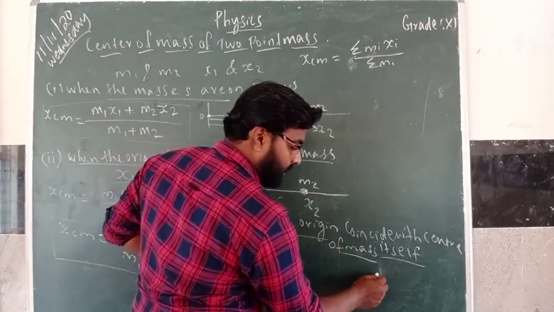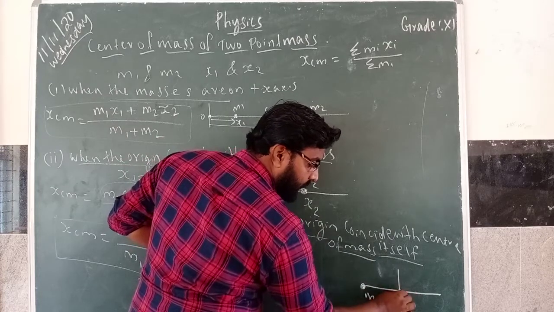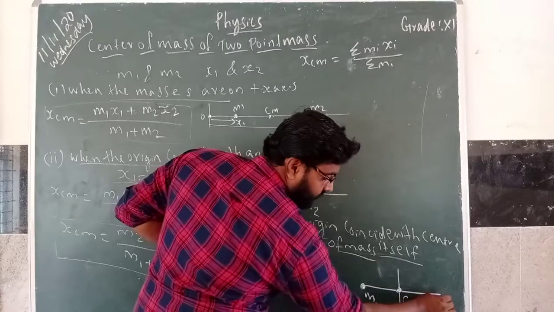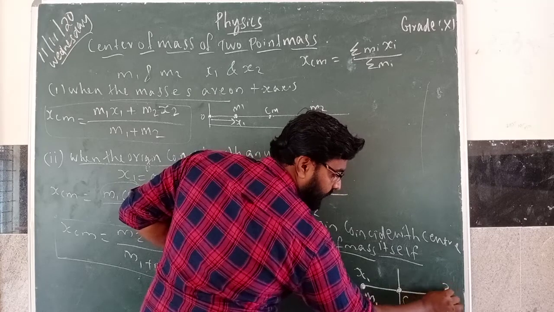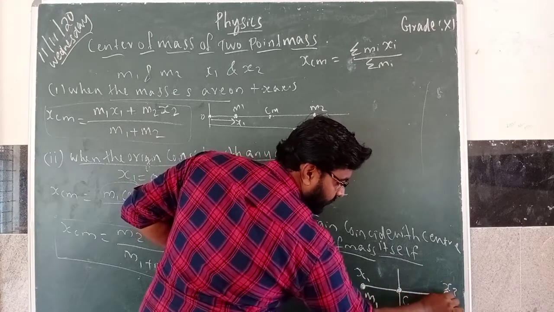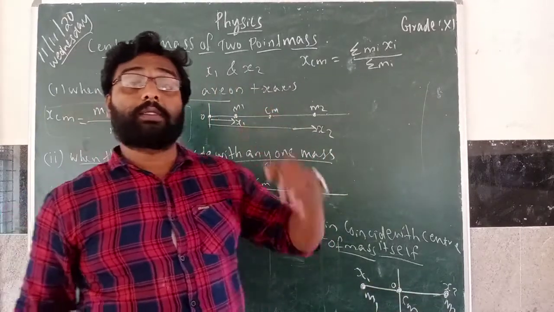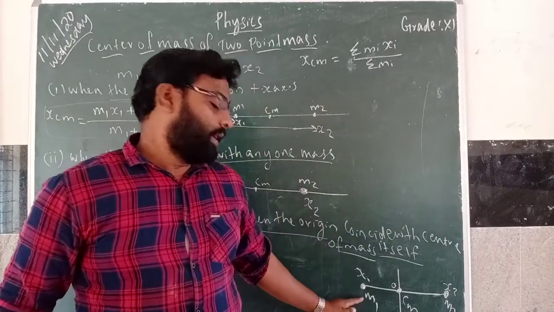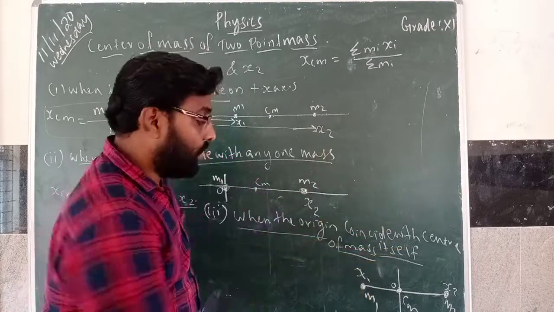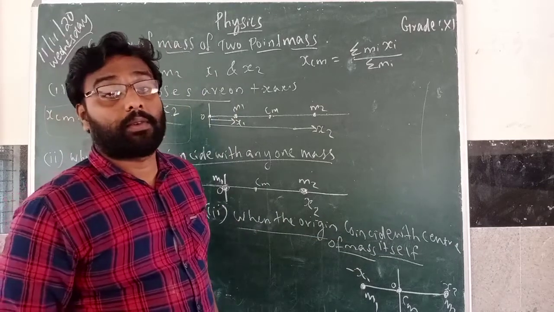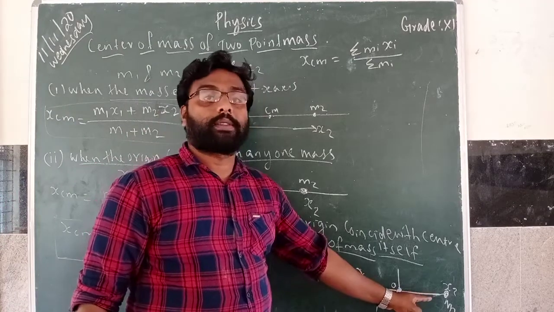So draw the diagram. Mass 1, origin coincides with the center of mass. Mass 1 is at position x1, mass 2 is at position x2. This is the origin. The center of mass is passing through the origin. m1 is at the position x1. x1 is where? On the negative side. So you can take minus x1, because it is on the negative x-axis. This is the positive x-axis.